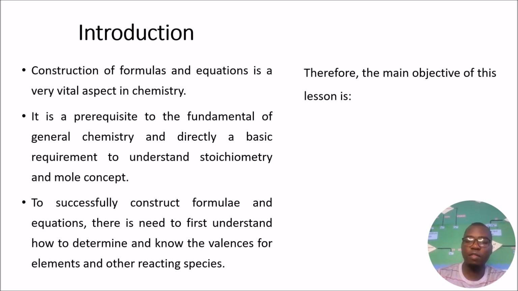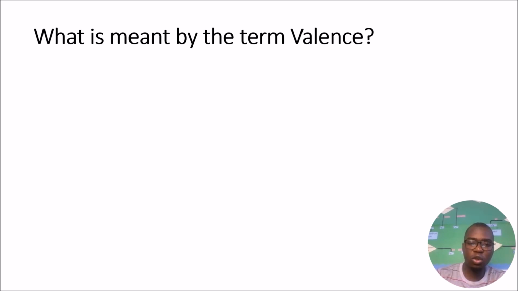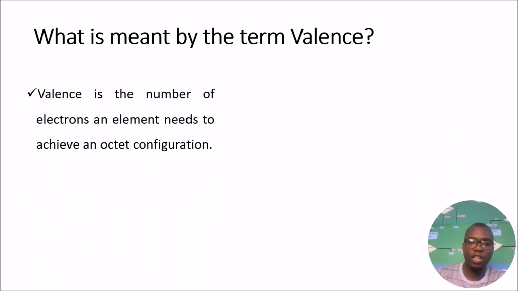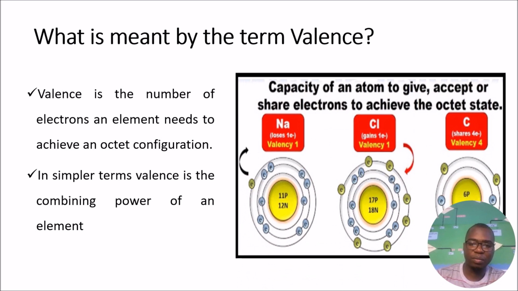Therefore, the main objective of this lesson is to define valency and to understand how to determine the valencies of elements and radicals. So let's begin by defining the term valency. Valency is the number of electrons an element needs to achieve an octet configuration. In simpler terms, valency is the combining power of an element. Let's look at this illustration to understand the definition. So we have said valency is the number of electrons an element needs to achieve an octet configuration.